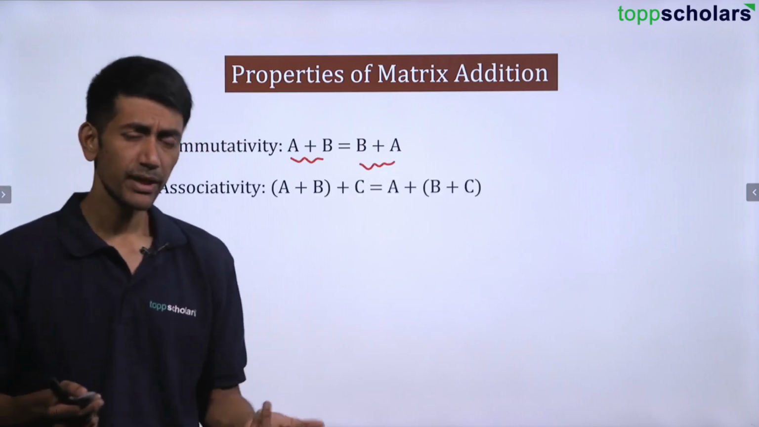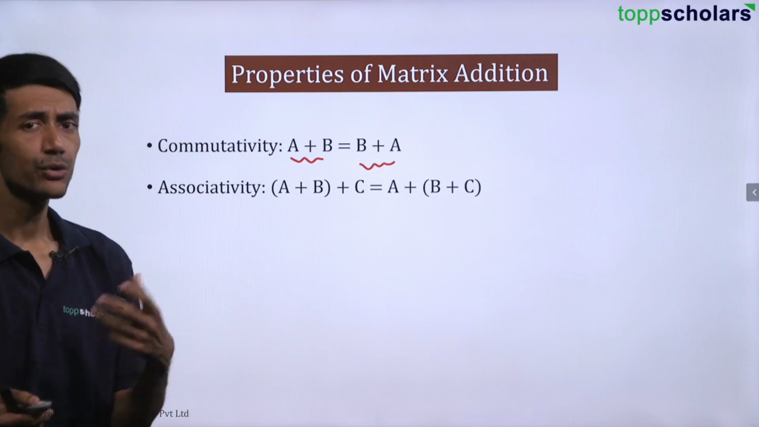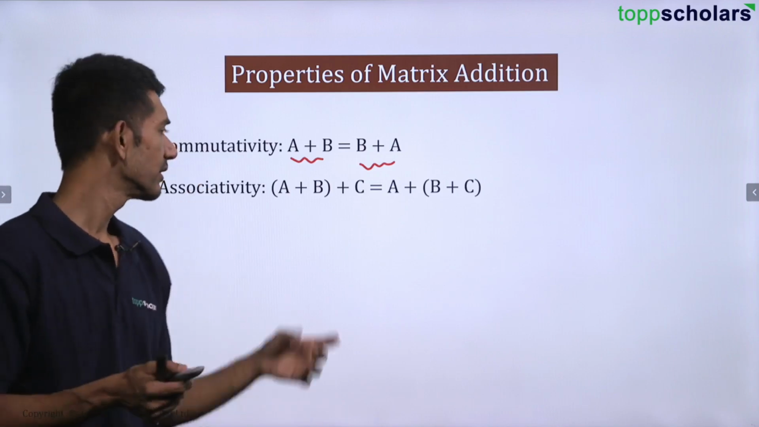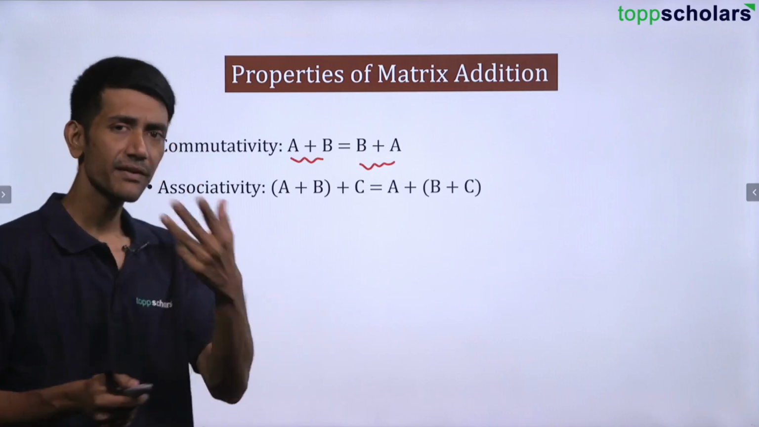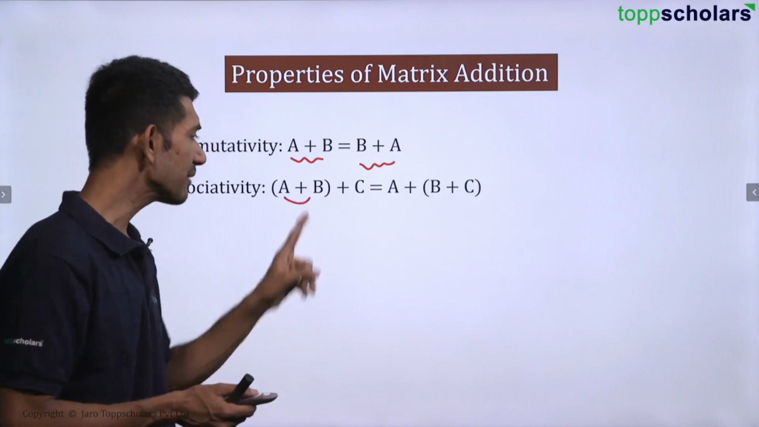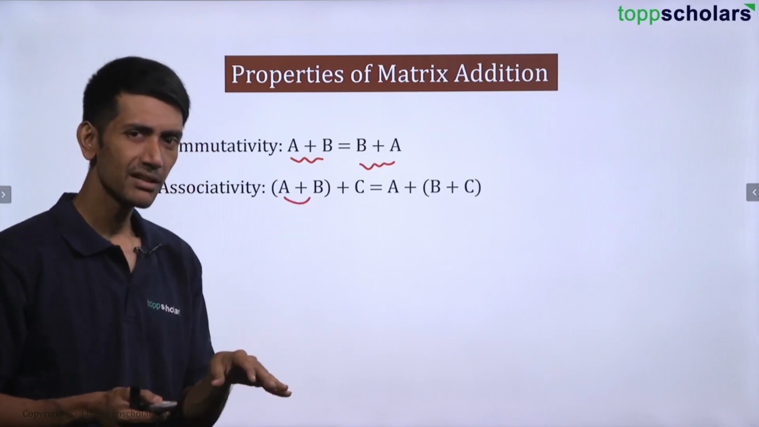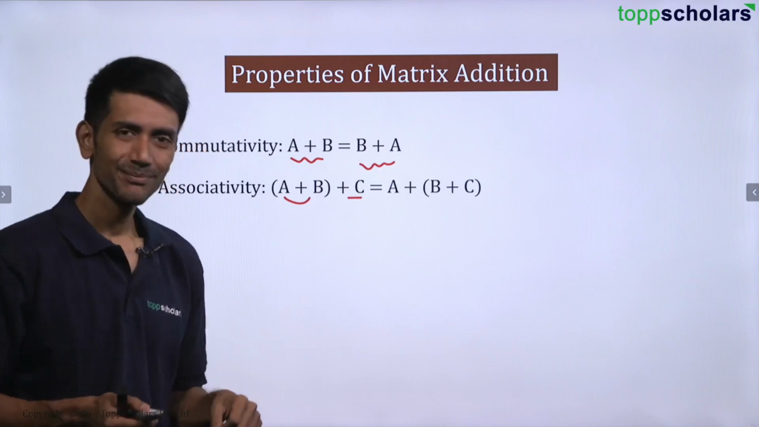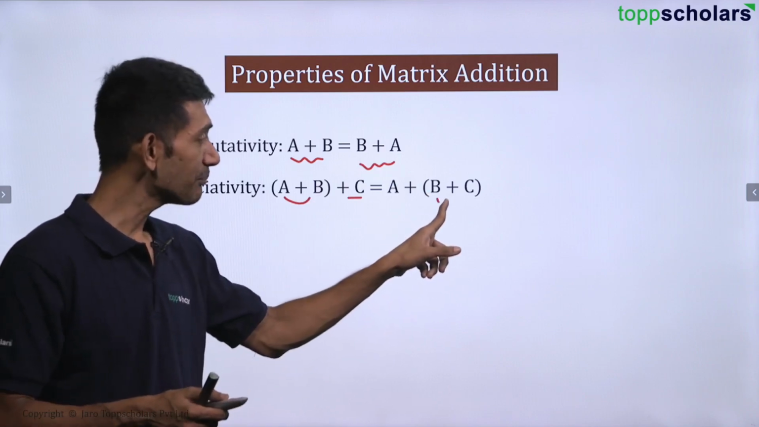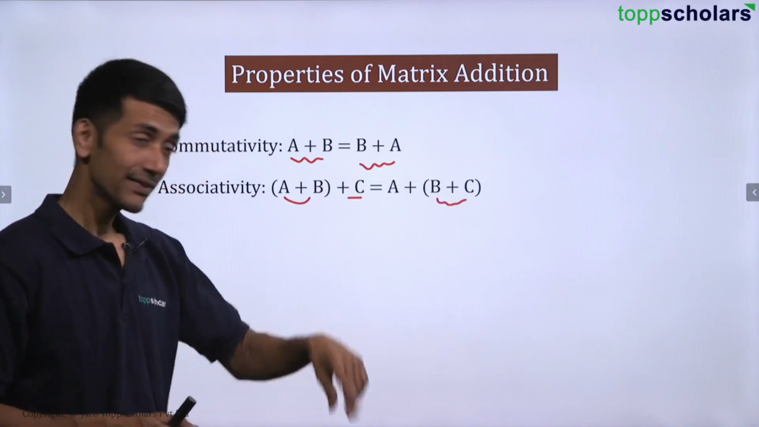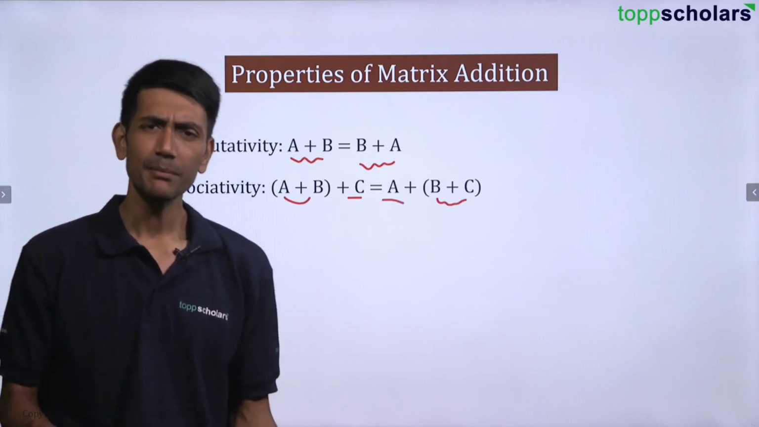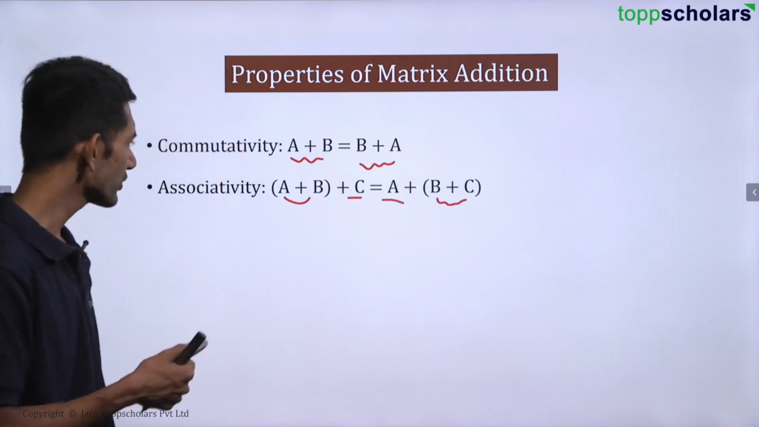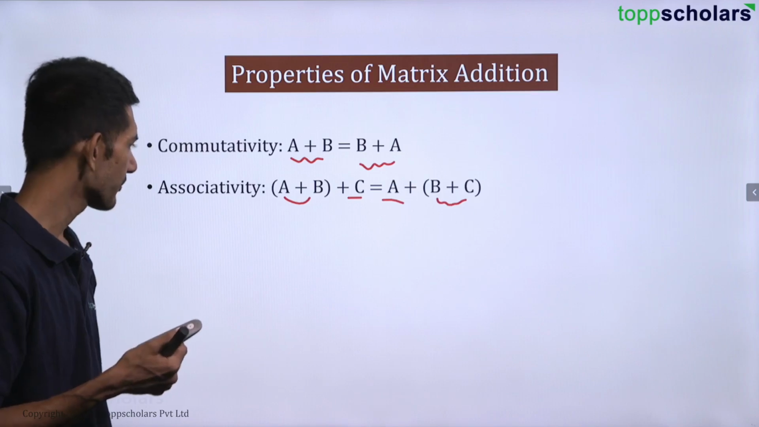Associativity, same thing. The order in which you do the addition does not matter for 3 matrices. So, if A, B and C are 3 different matrices, you add A and B first, get the result, then add C. Or you add B and C first, then add A, you'll get the same result. So yes, associativity exists for addition.